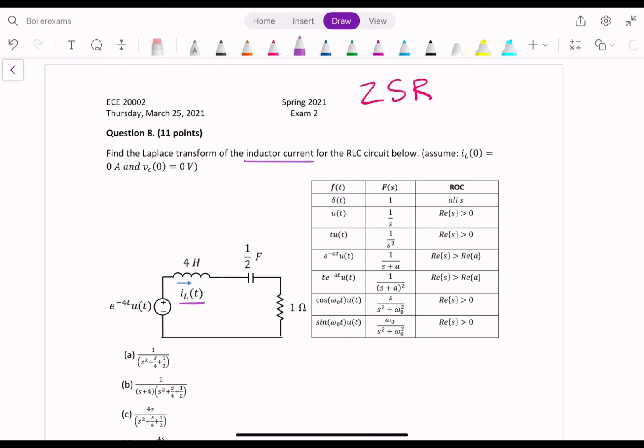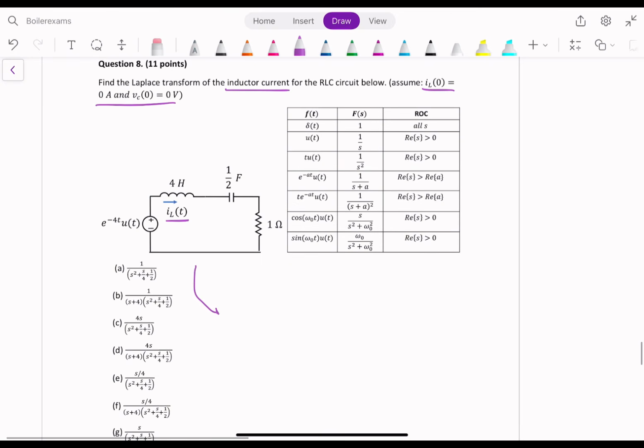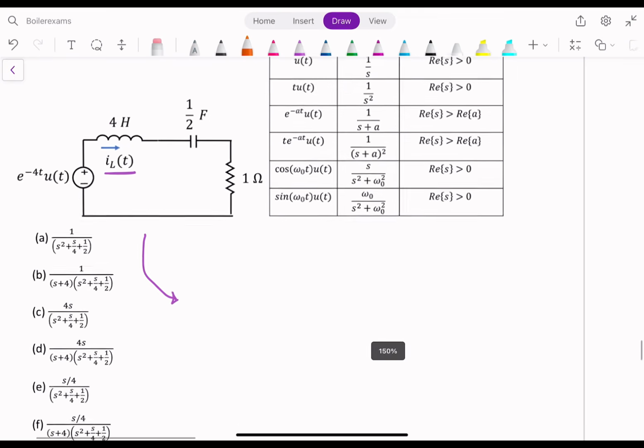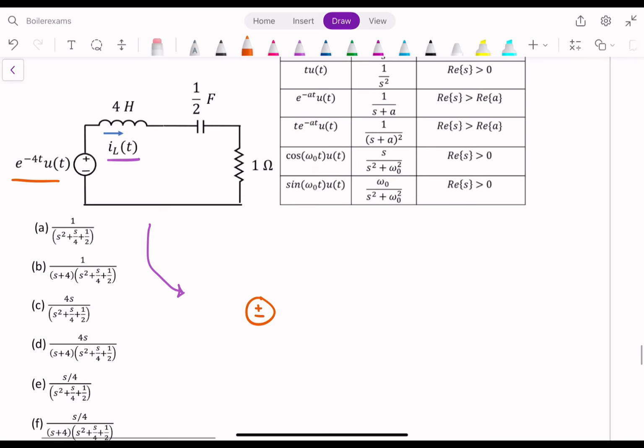And so what we're going to do, because they have given us no initial conditions, is transform this circuit into its Laplace domain equivalent, and then set up a KVL expression since we are in series and just solve for the inductor current in terms of s. So I sub L of s, that's what we're trying to find. So let's do it. This voltage source here, e to the negative 4t u of t. If we look at our Laplace table, we have an a value of 4, and so it's just going to be 1 over s plus 4.